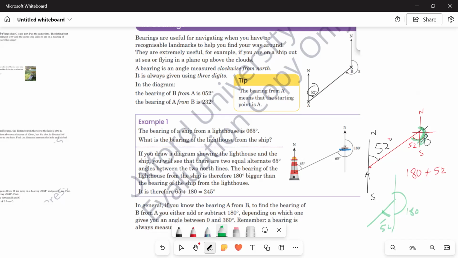Yeah. Okay. So similarly, suppose this is a lighthouse and this is a ship. If we have to find the lighthouse bearing from the ship, it is given as 52. But if we have to find the bearing of this lighthouse from this ship, we will use the back bearing. So this will be 180 plus 65. So this will be the back bearing. Okay, let us start the exercise.